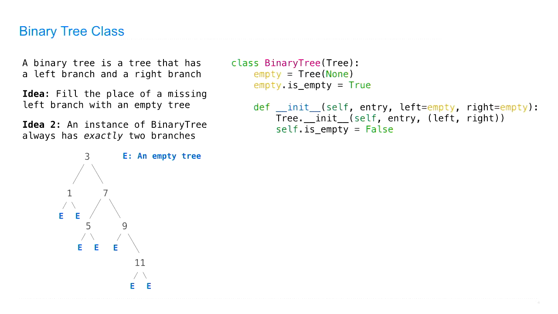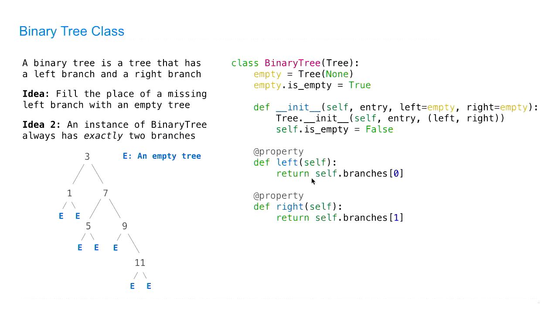Let me pause. Questions? Yes, so this empty tree is special. It's the one that doesn't have branches. Everything else has exactly 2 branches. A left branch and a right branch, I could represent them as branches 0 and branches 1.